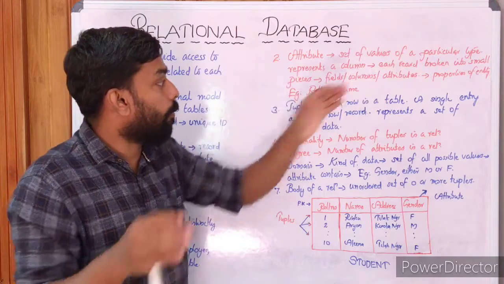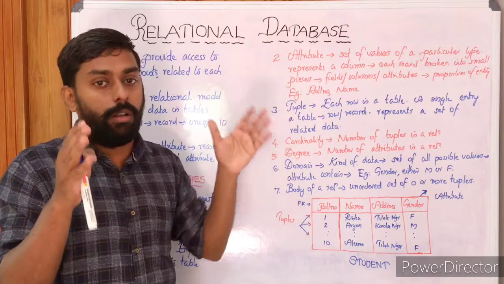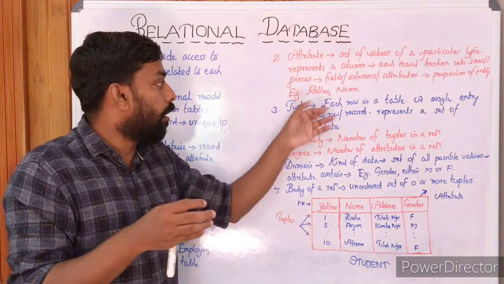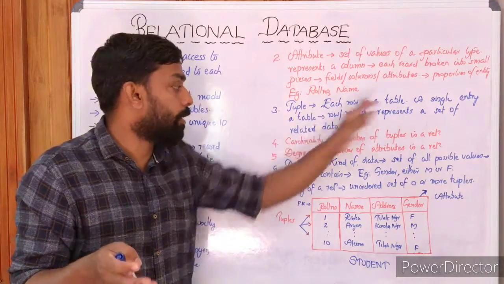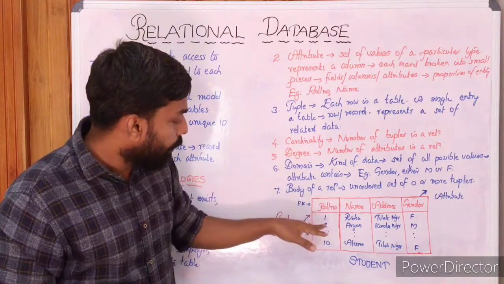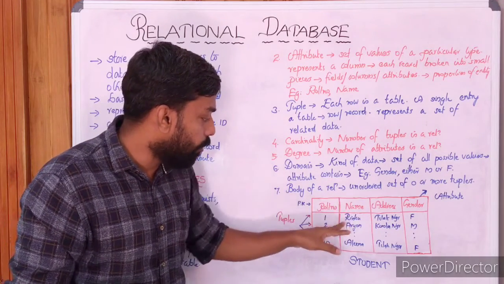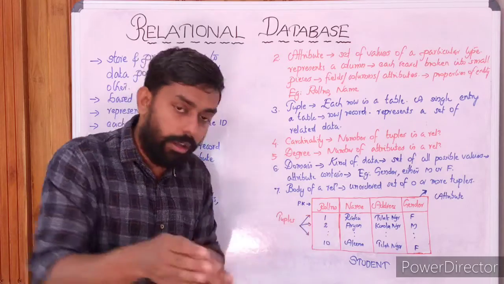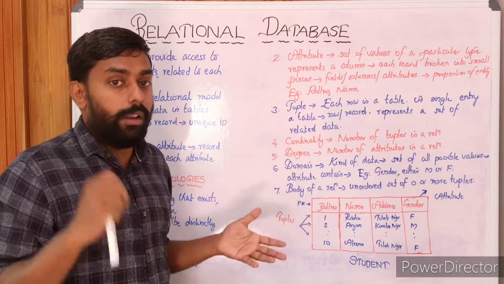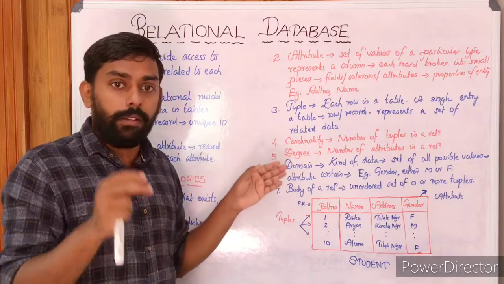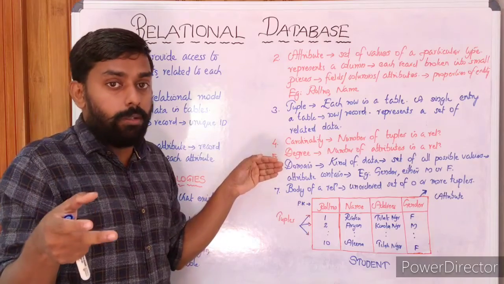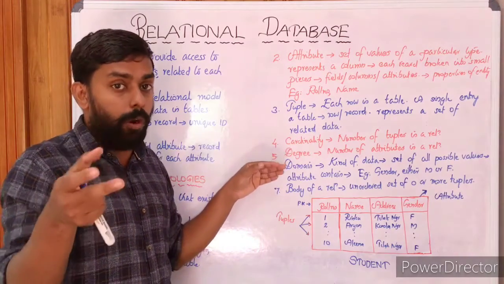Each record is broken into small pieces, and these are called a field or column. Then tuple: each row in a table is called a tuple, and it represents a set of related data. Which are the tuples here? One Rinku, two Aryan, then up to 10, Alina. Those are the rows, or tuples, or records. Then cardinality and degree are two measurements: cardinality is the number of rows, and degree is the number of columns or attributes.